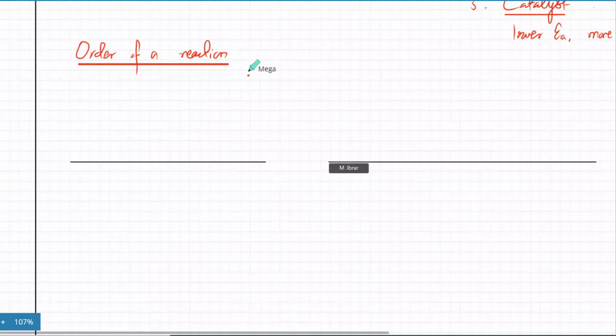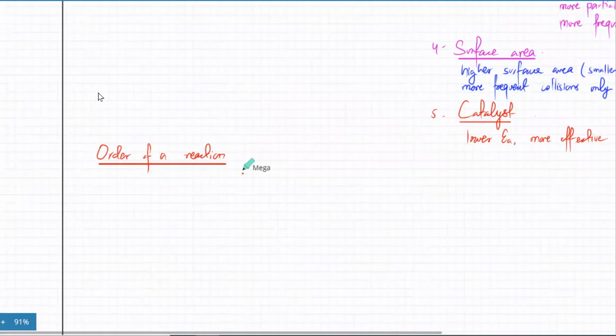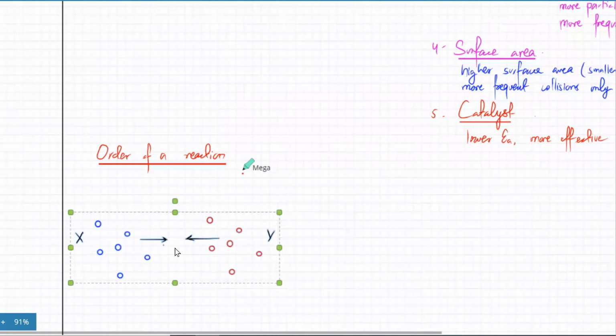Ibrahim, आपका आ रहा है, 1 second. Sorry. Is this Zoom or okay? So orders of reaction. So okay, 1 second, sorry. This one.